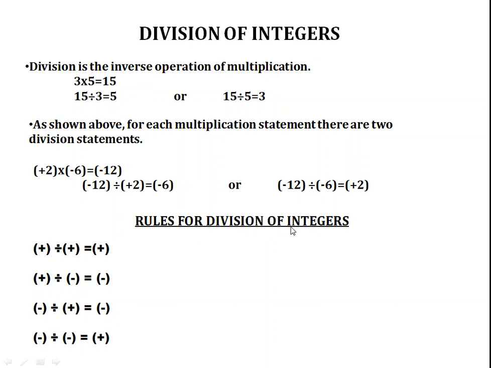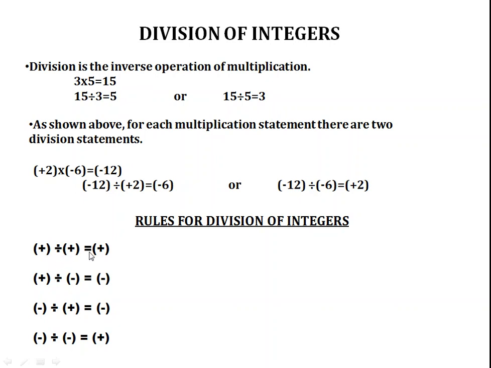Rules for division of integers is same as rules for multiplication of integers. That is, when you divide two integers of the same sign, you will get a positive sign. Here also when you are dividing two negative signs, you will get a positive sign. When the integers differ by their sign, you will get a negative answer.